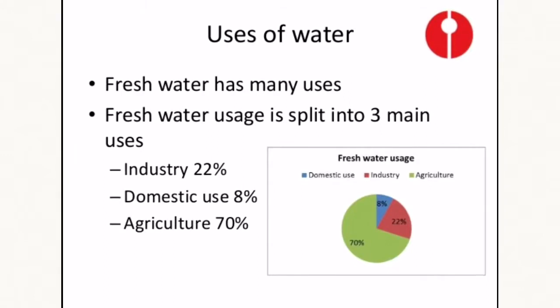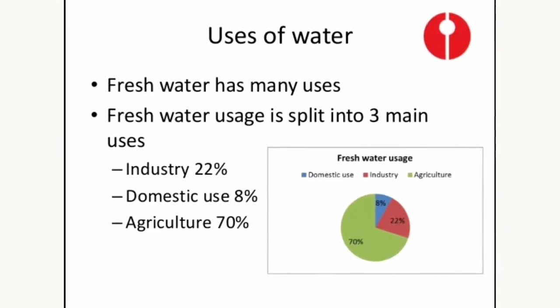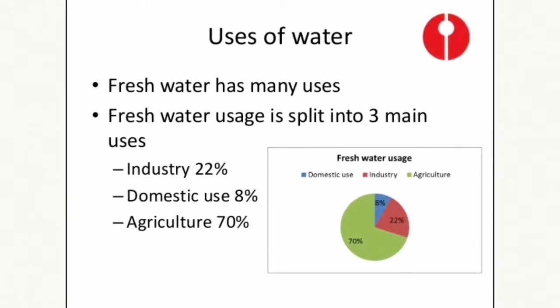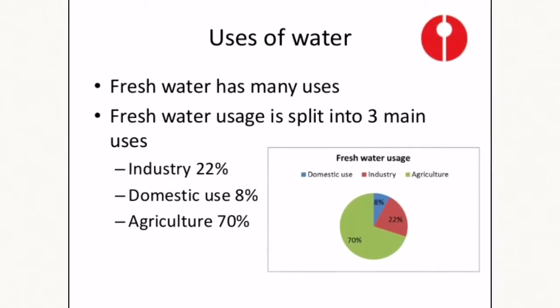Now globally, on average, industries use about 22% of it. Domestic use is only 8%. So the largest use of fresh water in the world is actually through agriculture.